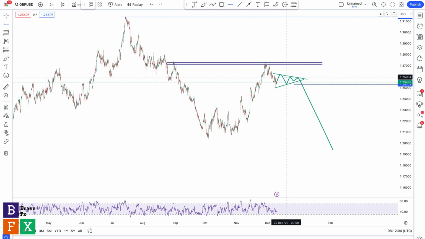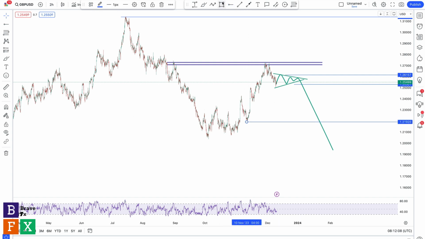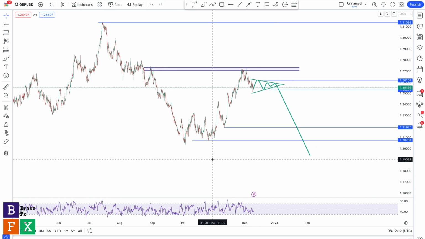Stop loss is going to be above the consolidation that leads to the breakout. Take profit is going to be here first and all the way down here. So this is how I'm going to trade GBP-USD.